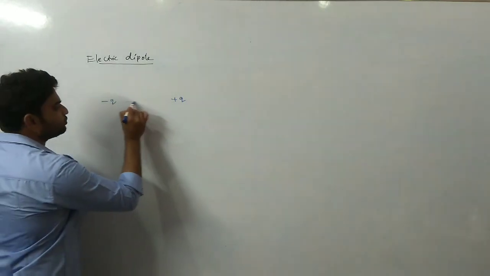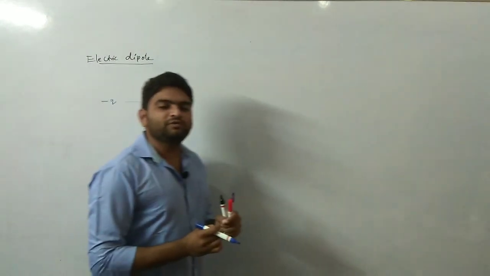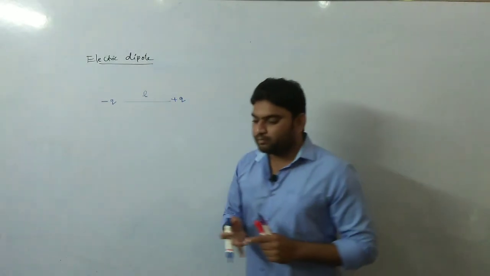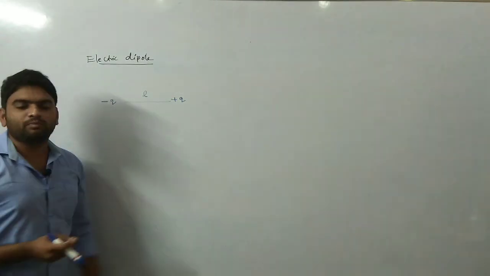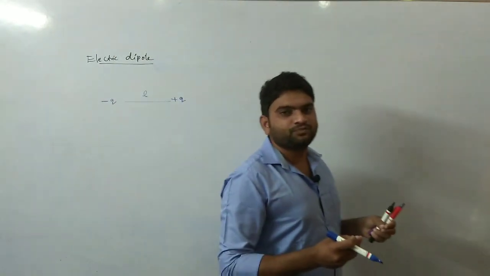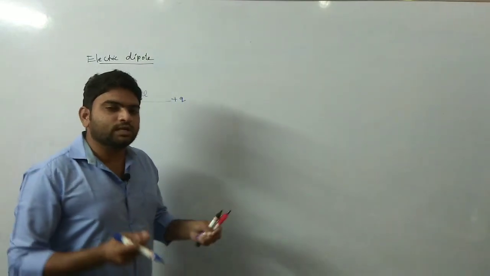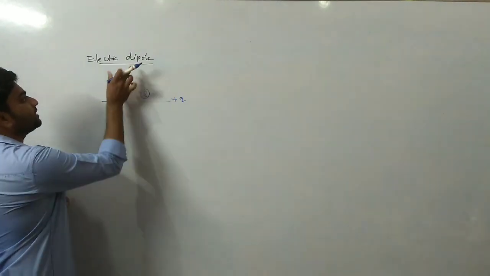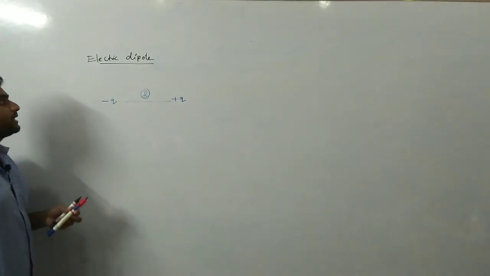positive. If these two charges are separated by some distance, say L, and that length should be very small, that means it can be measured in nanometers or angstroms or micrometers. If that situation happens, we can call it an electric dipole. So the definition of electric dipole is: when two charges are the same in magnitude but opposite in nature, and are separated by a very small distance, we can call it an electric dipole.